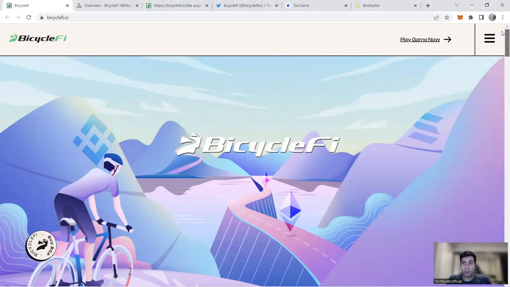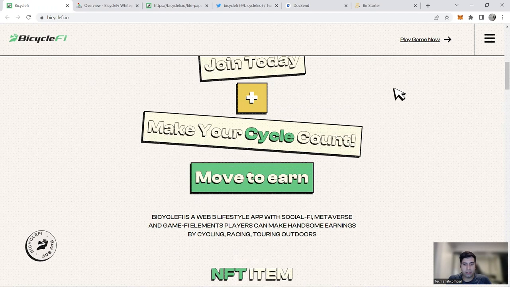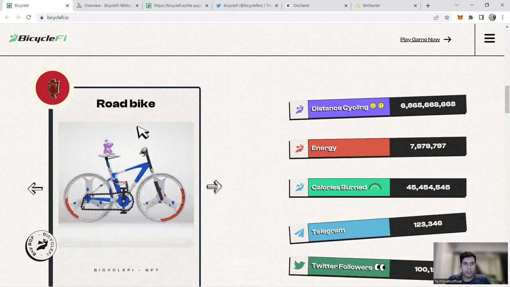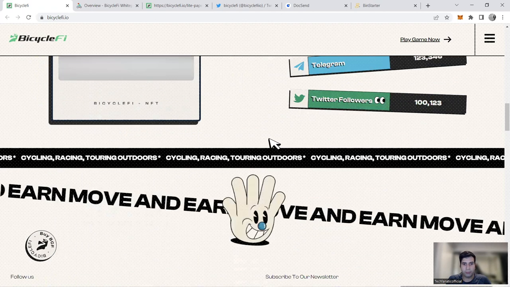So it's quite recent, and it's more about a Web3 lifestyle application that's combining the social elements, metaverse, gaming element, and the Movetoearn element together to provide a sustainable earning mechanism. It's more targeted at people who are doing cycling or doing outdoor activities with bicycles, and also those who are participating in racing. And they have different NFT types, like this road bike, BMX, mountain bike, and touring bike.